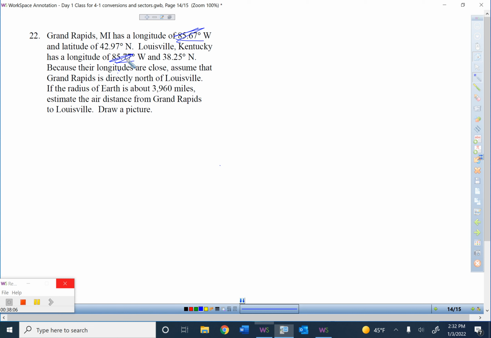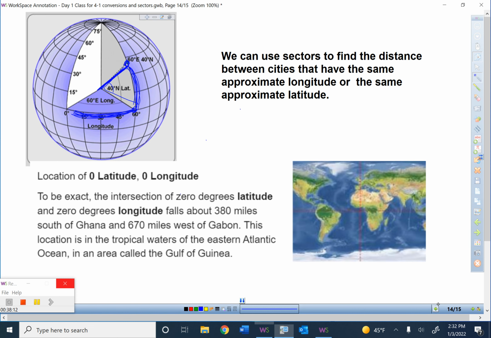Okay, so how that would look on my globe here, and I'm going to back it up just for a second. If they're on the same longitudinal line, I could say this is my Grand Rapids, Michigan, and here's my Louisville, Kentucky, and just draw one sector to deal with this problem.